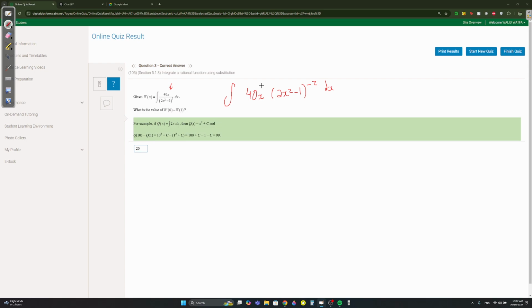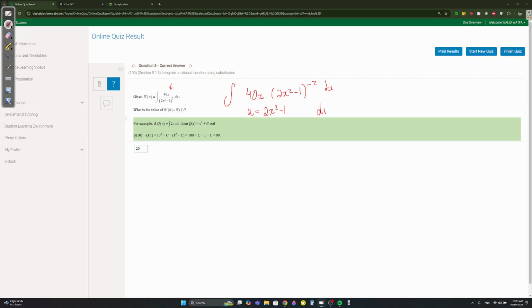Can we integrate this? Remember, I told you, anytime you see more than one term under a power, you have to use u-substitution. In the exam you have to say, set u equals whatever. U equals what? Always the thing that's under the power: 2x squared minus 1.